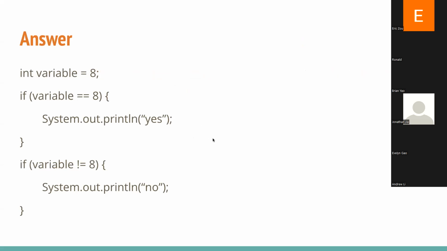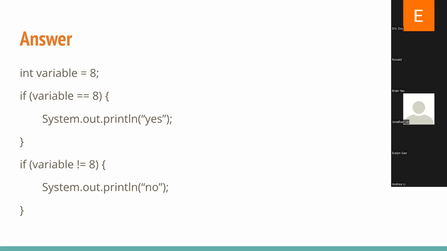So the answer to this is, first you create a variable. In this case, we set it to 8. So if variable is equal to 8, then print yes. And then we need a second if statement. If variable is not equal to 8, then print no. We need a second if statement because if we don't have it, then it's only going to print yes. And if the condition is false, then it's just not going to print anything. So we need the second if statement.